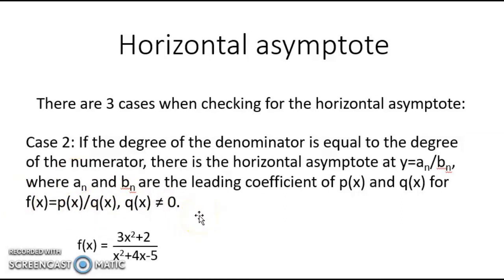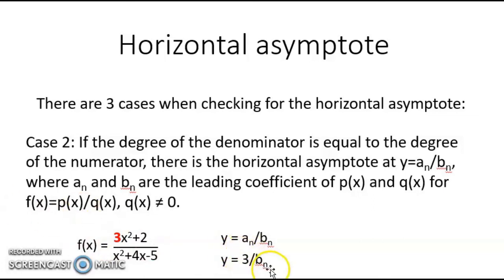Okay, we have this example. F of x equals (3x squared plus 2) over (x squared plus 4x minus 5). Now, this function has a horizontal asymptote at y equals a sub n over b sub n. Now, look at the leading term of the numerator. The leading term is 3x squared and it has a coefficient of 3. So, the leading coefficient of the numerator is 3. Now, we are going to substitute a sub n by 3.